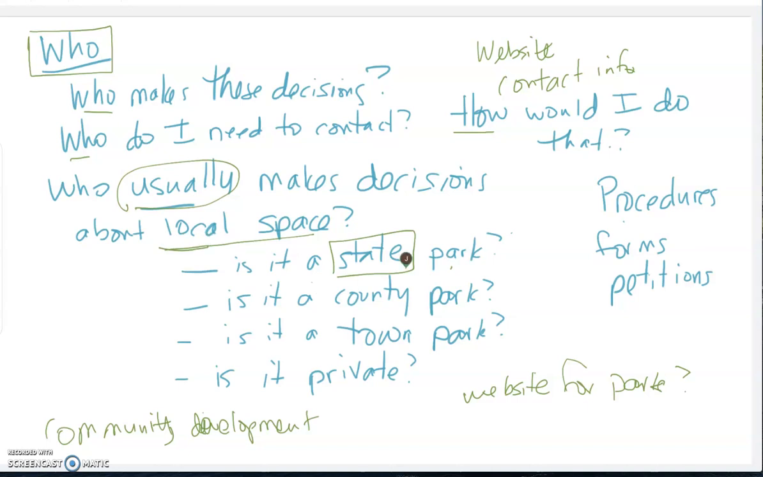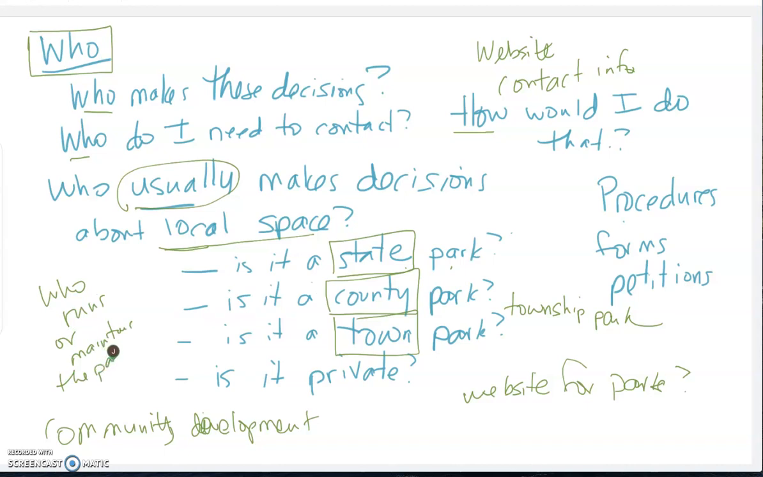Is it a county park? Is it a town or a township? So I'm going to add that word. A township park? I don't know who owns it. I don't know who maintains it. So who runs or maintains the park that I'm talking about? Which also means, is there a name for this park?